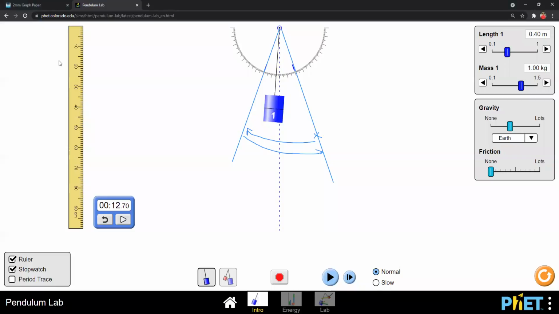Now you have to repeat the same step 2 more times. So for one length, you are taking 3 readings. In each reading, you are taking the time interval for 10 oscillations.